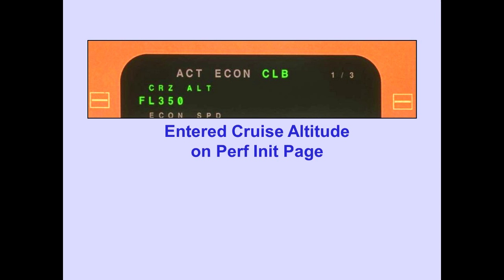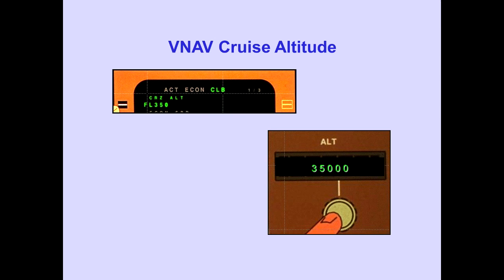The cruise altitude displayed is the entered cruise altitude entry on the performance initialization page. The VNAV cruise altitude can be changed on the current VNAV page with both the FMS CDU and the altitude selector on the mode control panel. The altitude selector is discussed in the AutoFlight LNAV VNAV module.